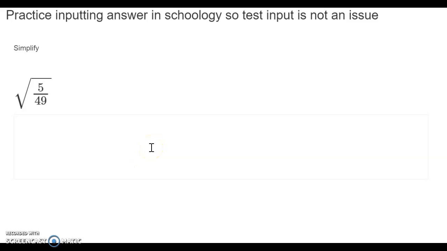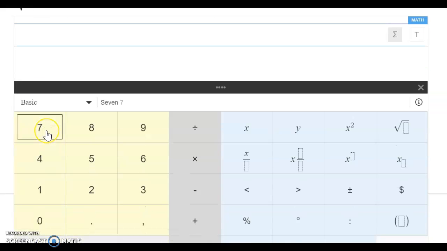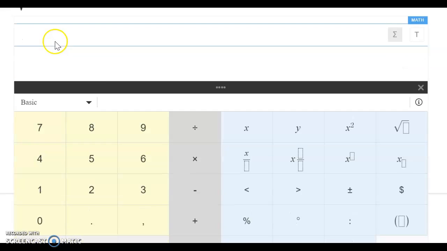It's been a while since I have made a video, but I wanted to go through how to input your answers. They're all on your test. Well, you're going to run into math short answers. And so below your problem is a box. If you click on the box, this calculator will show up.